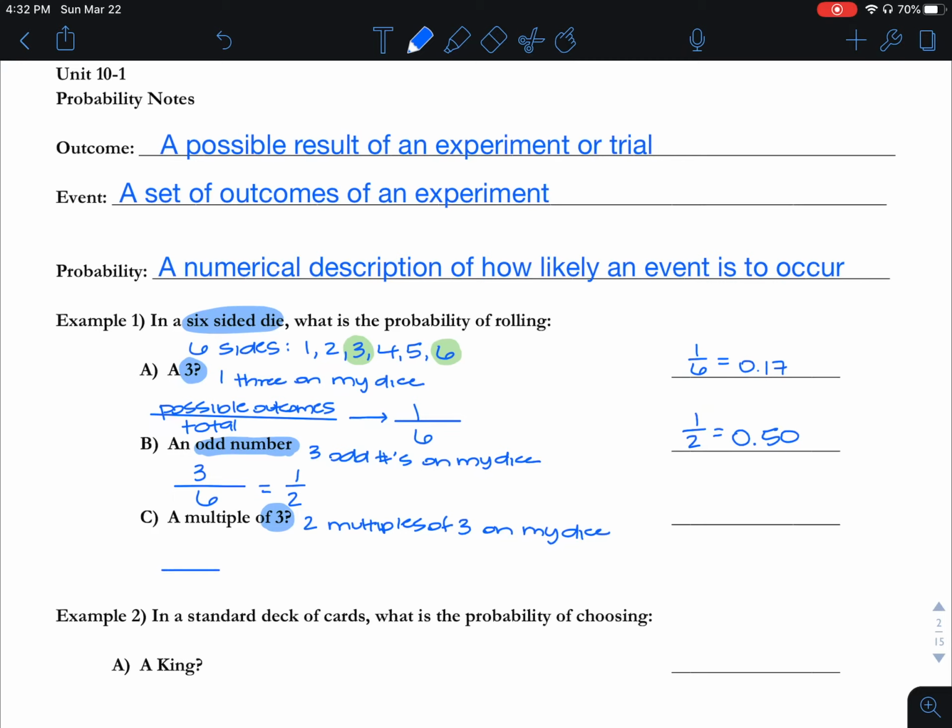Again, we're following that ratio that we set up earlier, possible over total. My total is, again, 6. How many options do I have in this case now? 2, which I just found here. Does that fraction simplify? In fact, it does. I get 1/3. So my answer is 1/3. Or if I were to put that in my calculator, I should get 0.33.